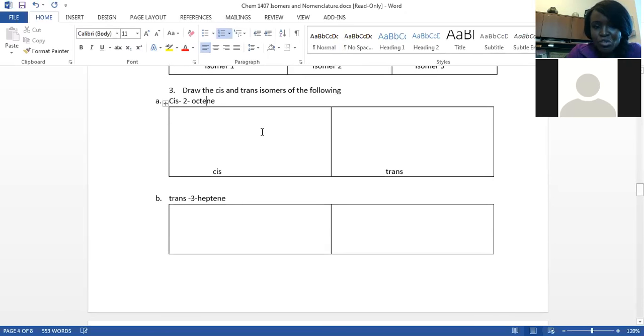Same thing with this. They're pretty much having you draw cis and trans isomers. Remember, cis is the hydrogens on the same side, and trans is the hydrogens on the opposite side. Because of that, for cis, the large groups will be on the same side, and for trans, they'll be on opposite sides, okay? And that's true of all cis and trans.